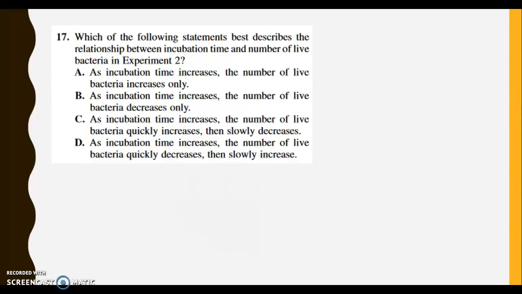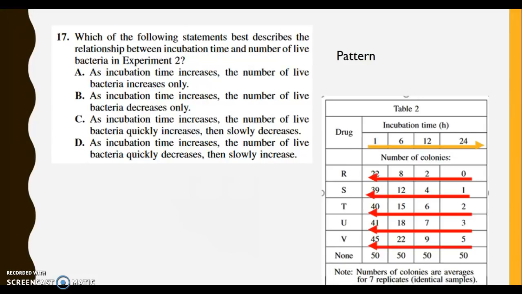Question 17. Which of the following statements best describes the relationship between incubation time and the number of live bacteria in experiment 2? If you drew your trend lines earlier, this pattern question becomes very easy for you. I drew my incubation time increasing to the right and my number of colonies increasing to the left, which shows me again that they're inversely proportional. So as one thing is increasing, another thing is decreasing. And we can see that this is pretty consistent all the way across. So that gets us to answer choice B.